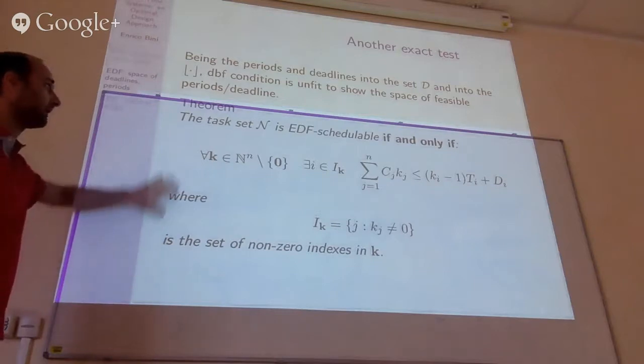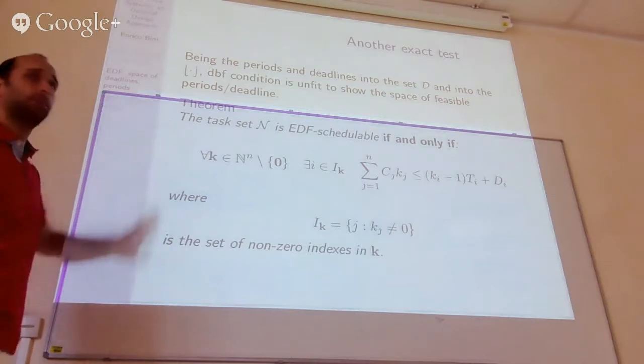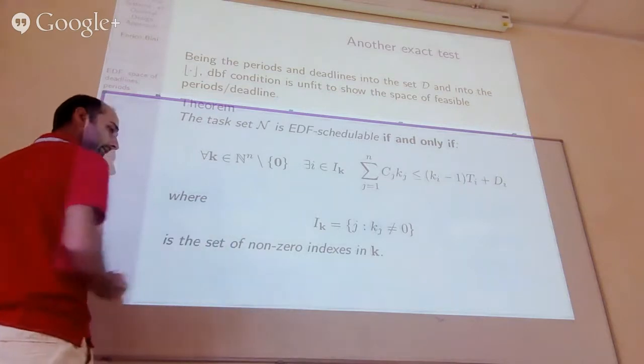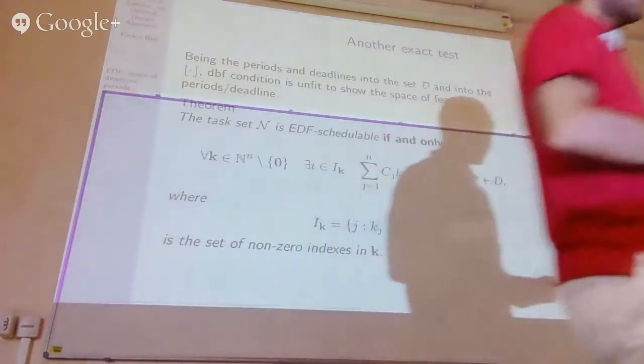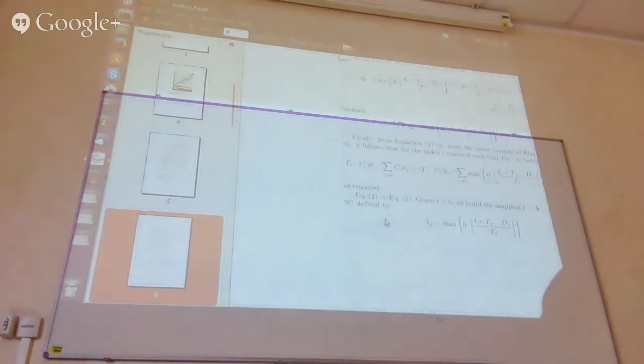So the other way around: now we did a proof. I proved that from the DBF this follows. Now we have to prove that from this the DBF follows. So to prove the DBF follows, we have to prove that for all t, the DBF holds, okay? The key thing is the implication.